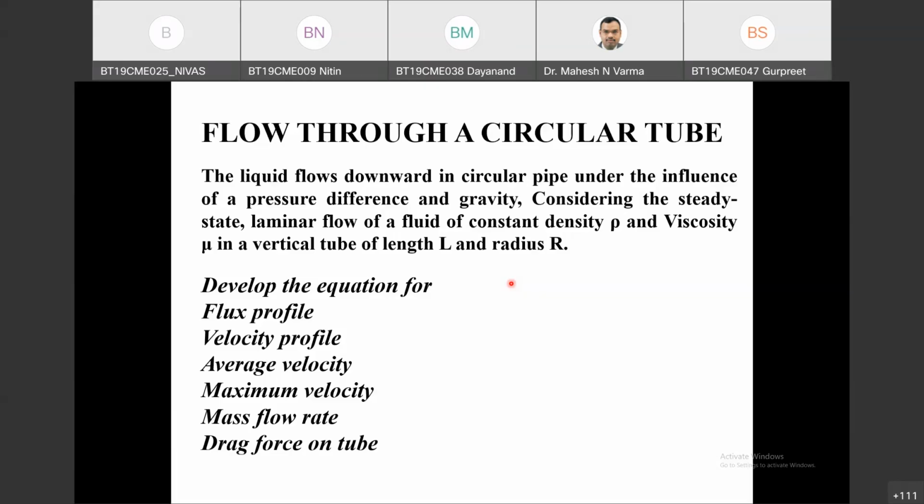If somebody is interested, they can read from chapters 7 and 8 in the BSL book, the Bird book, chapters 7 and 9. There, it is all dealing with turbulent and complex flow. Okay, so this is flow through circular tube.